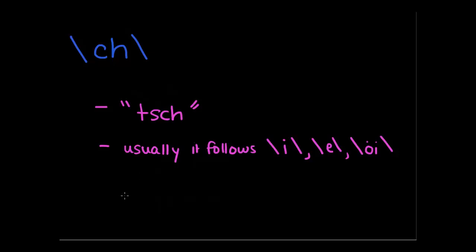So, examples, kitsch, a short word, but spelled like this, kitsch. Again, you have the I before it, and then you have the Ch represented by TSCH. And another one is Volksdeutscher.